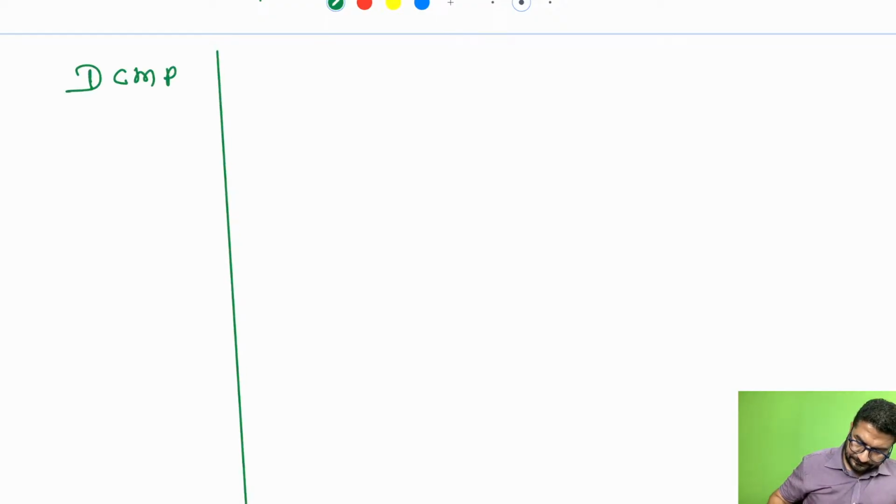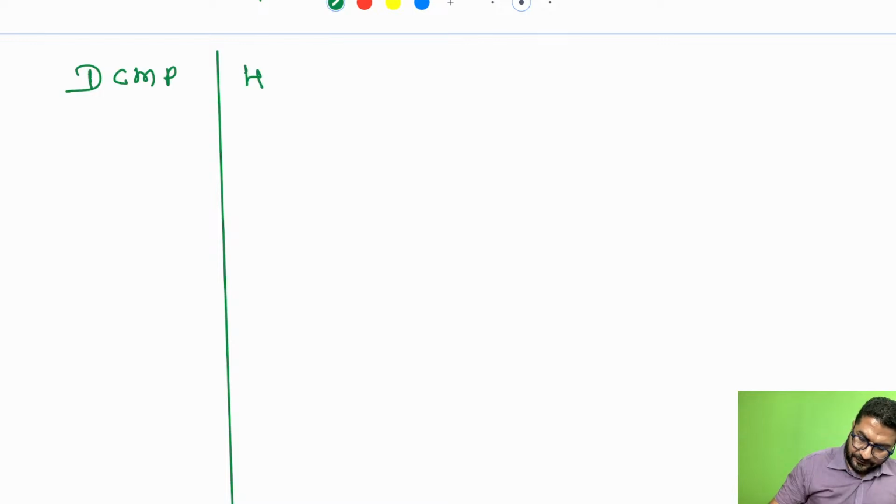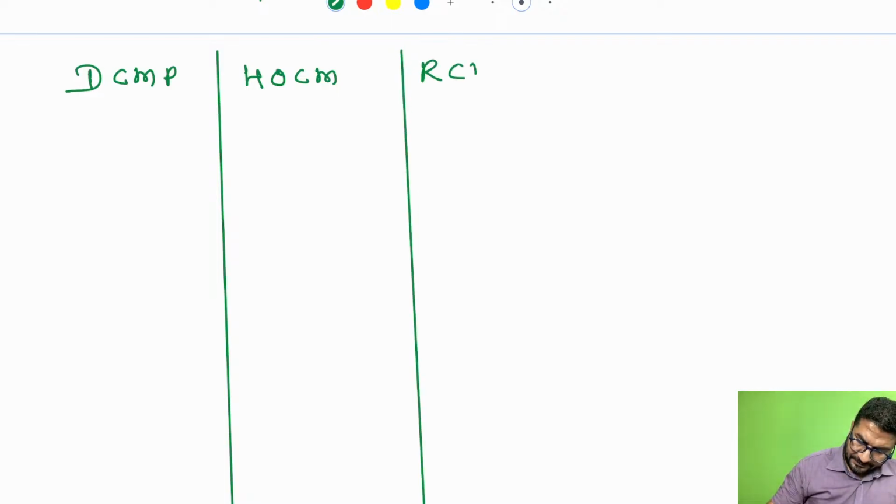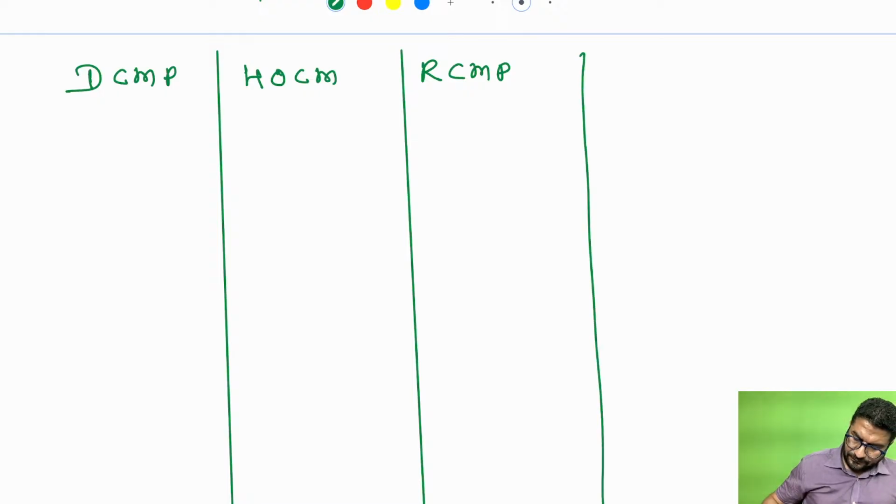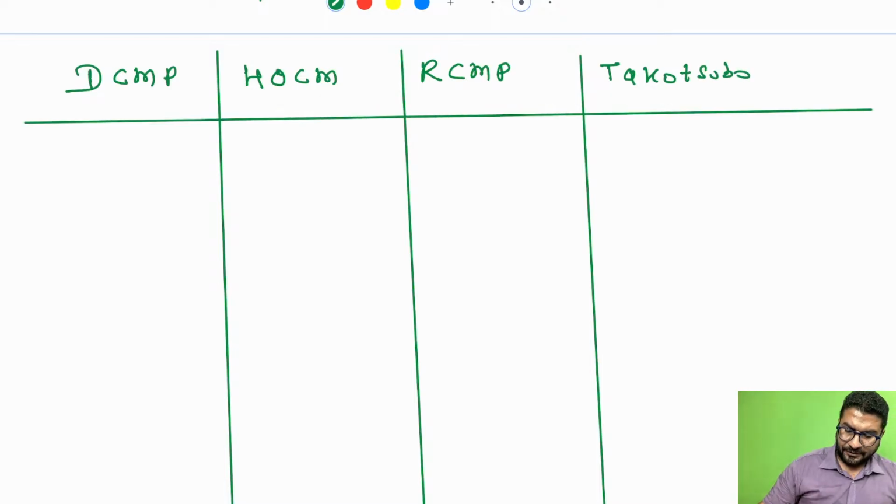Okay, now let's talk about different types of cardiomyopathy. Let's study all the cardiomyopathies once. So I am writing here: DCMP, hypertrophic obstructive cardiomyopathy, restrictive cardiomyopathy, and the fourth one will be Takotsubo. So these are 4 types of cardiomyopathies: dilated, hypertrophic obstructive, restrictive, Takotsubo. So understand this.